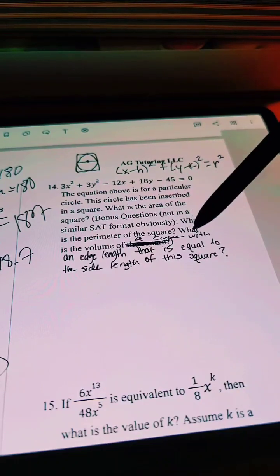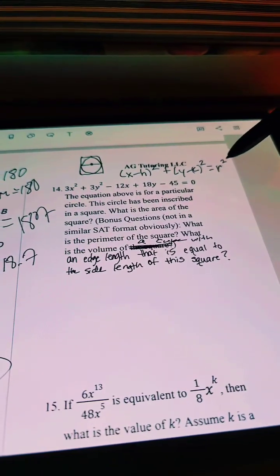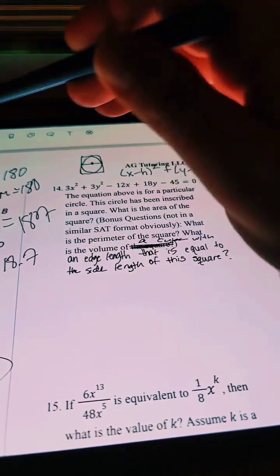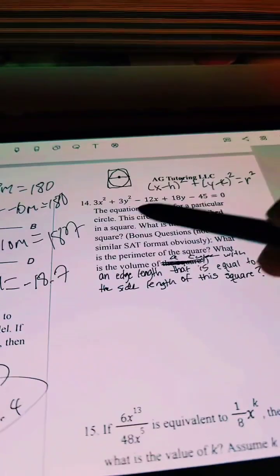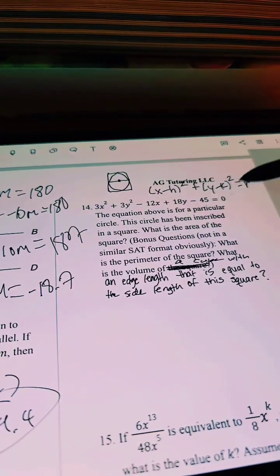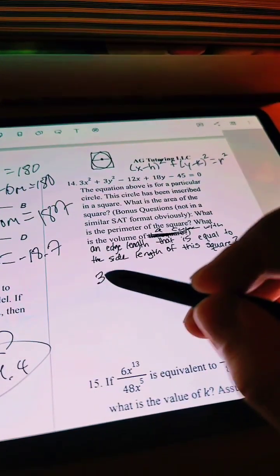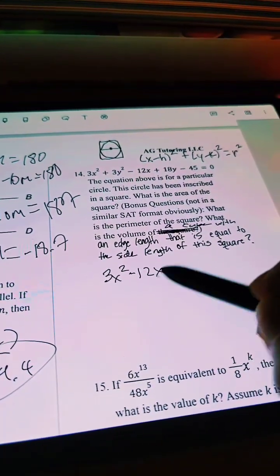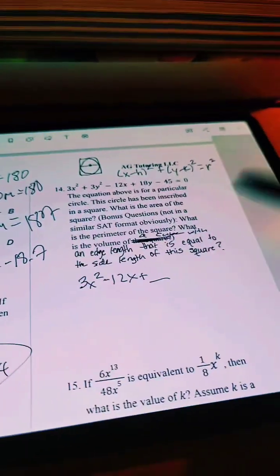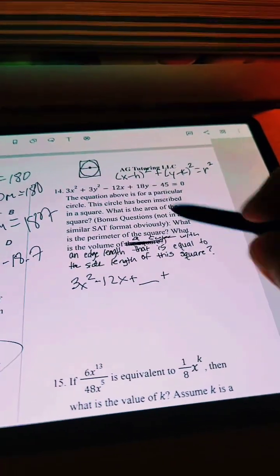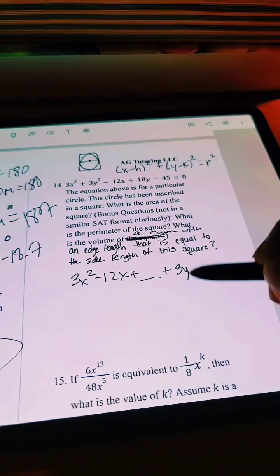So now let's see if we can figure out by completing the square here what the radius is. We can just double that to get the diameter. So I'm going to complete the square here. First, I'm going to add 45 to move it to the other side. I like to move the x's and the y's together and then put blanks for the completing the square parts. So that's what I'm doing here.